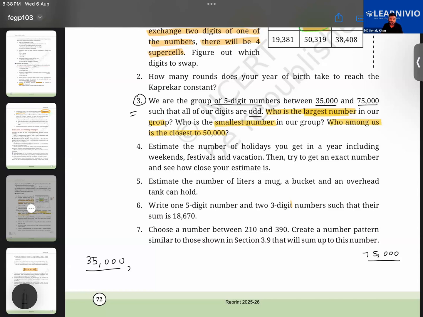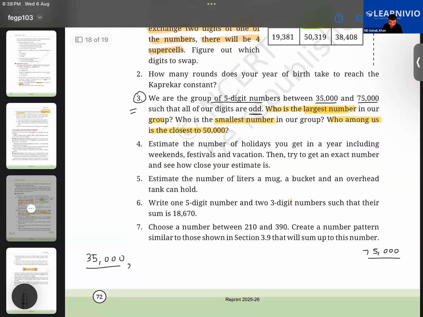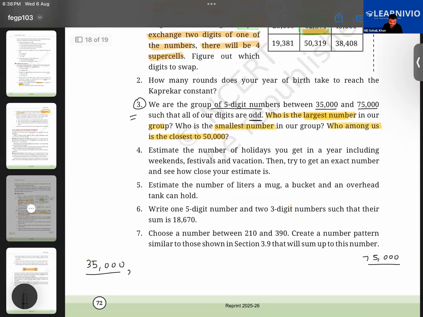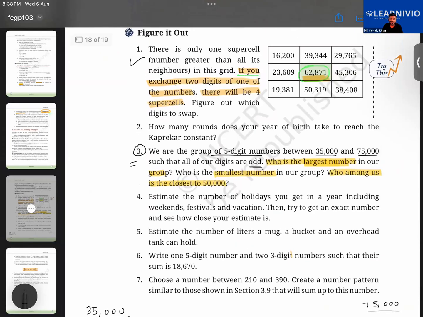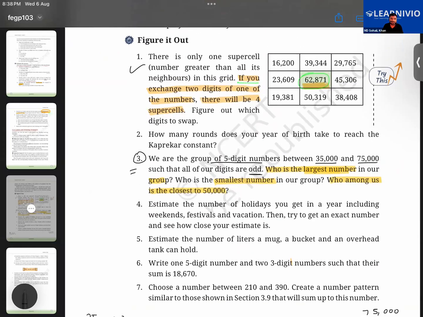So let me tell you some important things. Right now, we are doing questions from page number 72. In your school, were you done with these questions? Have you done these questions earlier? Open page 72. I need to check my notebook.